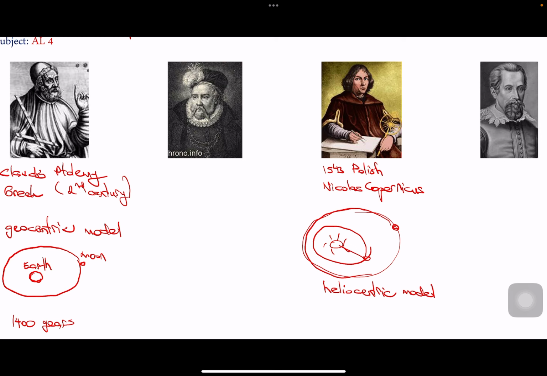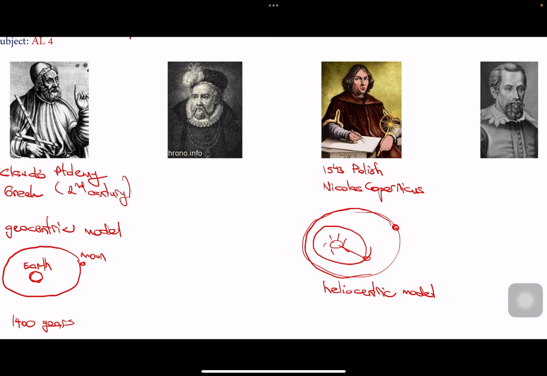That was the first such model, 1,400 years after Ptolemy's theory. Nicholas Copernicus said that all the planets are revolving around the sun in circular orbits. So this model is called heliocentric. But he just predicted this model. He said that all orbits are circular and they are rotating around the sun, but he didn't do any calculations. He just predicted this.